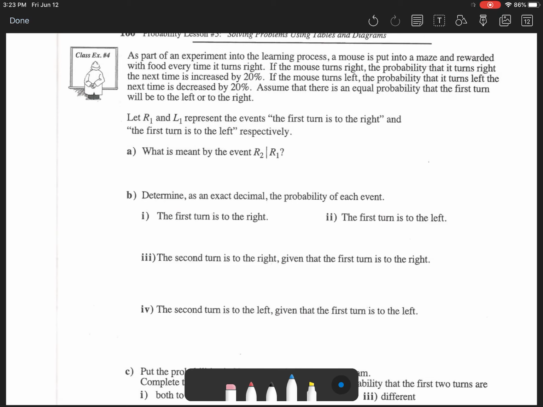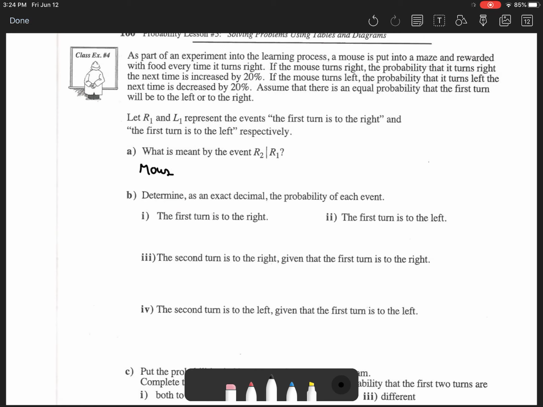So lots of important information there. I'm not going to underline it in the write-up of the question, and we'll go back and highlight stuff as we need it when we do these calculations. So it says, let R1 and L1 represent the events the first turn is to the right, and the first turn is to the left, respectively. So what would be meant then for R2 given R1? What does that mean? That means the mouse turns right the second time, given that it turned right the first time.